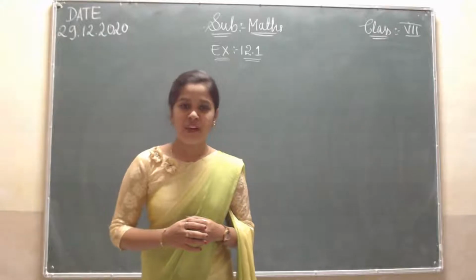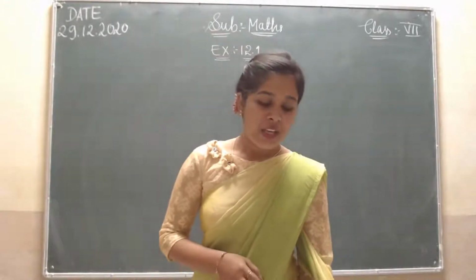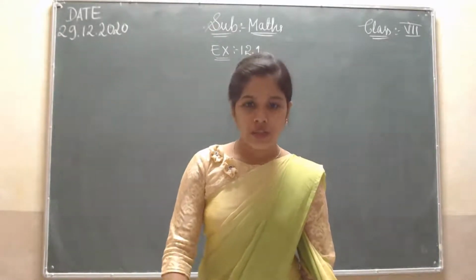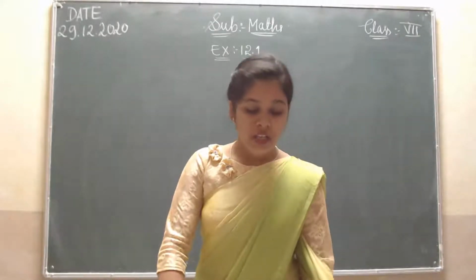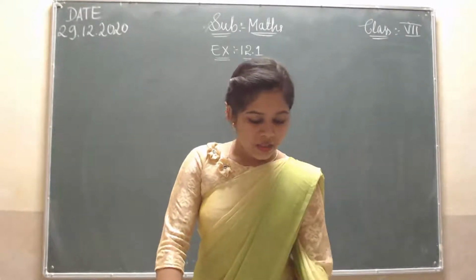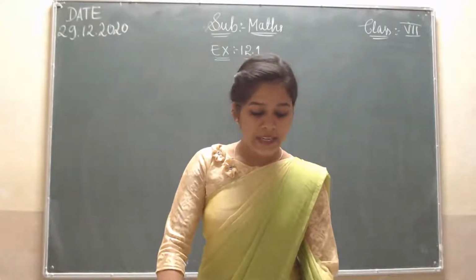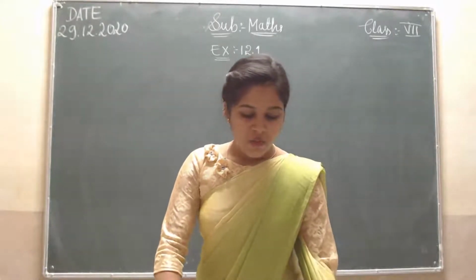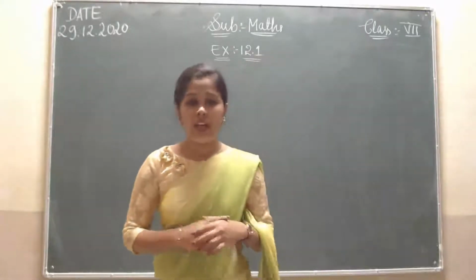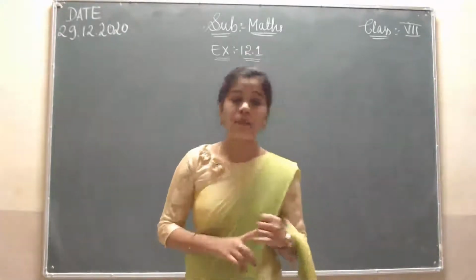In the last class, we started a new chapter, the 12th chapter, that is algebraic expressions. In that class, we discussed some definitions related to this chapter: what are algebraic expressions, the terms and factors in them, and types of terms, that is like terms and unlike terms. What is a term, what is a factor, what is a coefficient, how to find the coefficient, and monomial, binomial, trinomial, and polynomial.